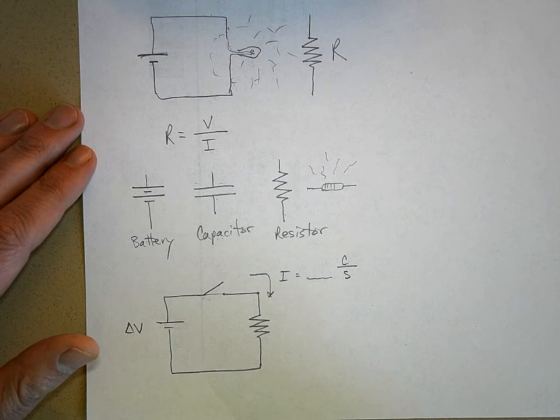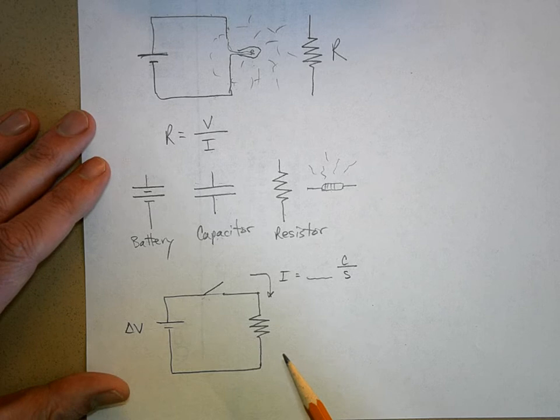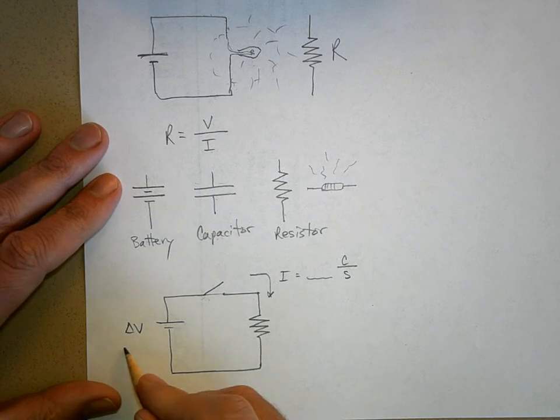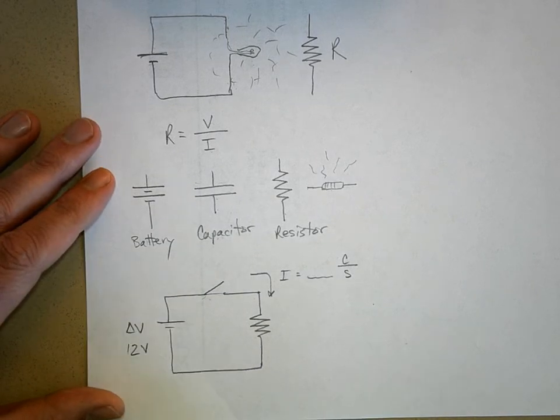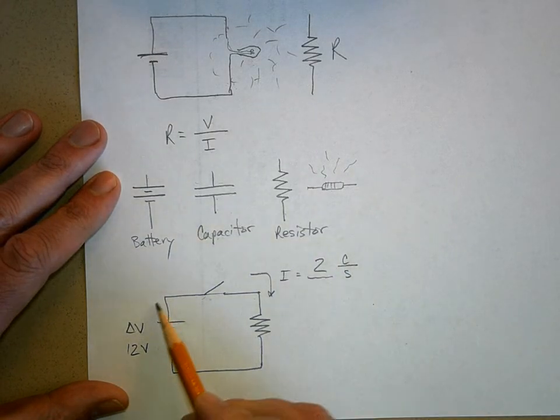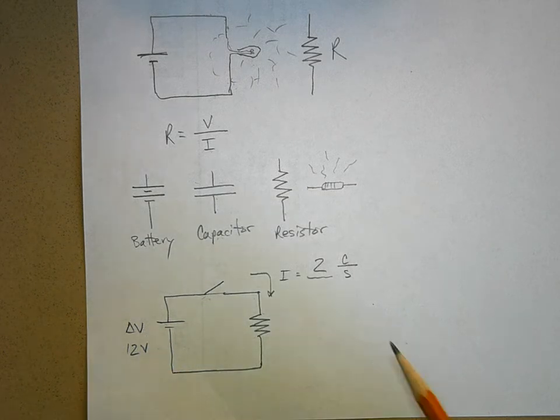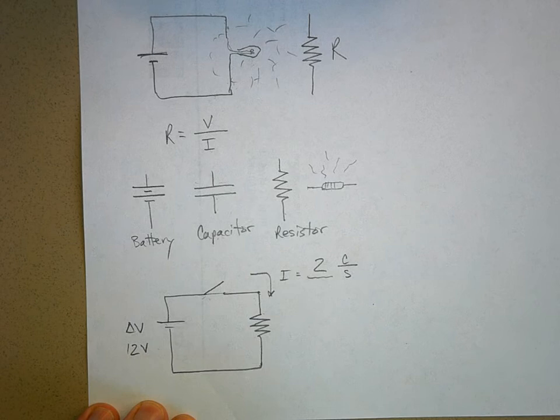But now take a look at this in terms of voltage. Let's say this was a 12-volt battery, and this was delivering 2 coulombs per second. Well, can I figure out what the resistance is here? First of all, what's the voltage drop across the resistor? What does it have to be?